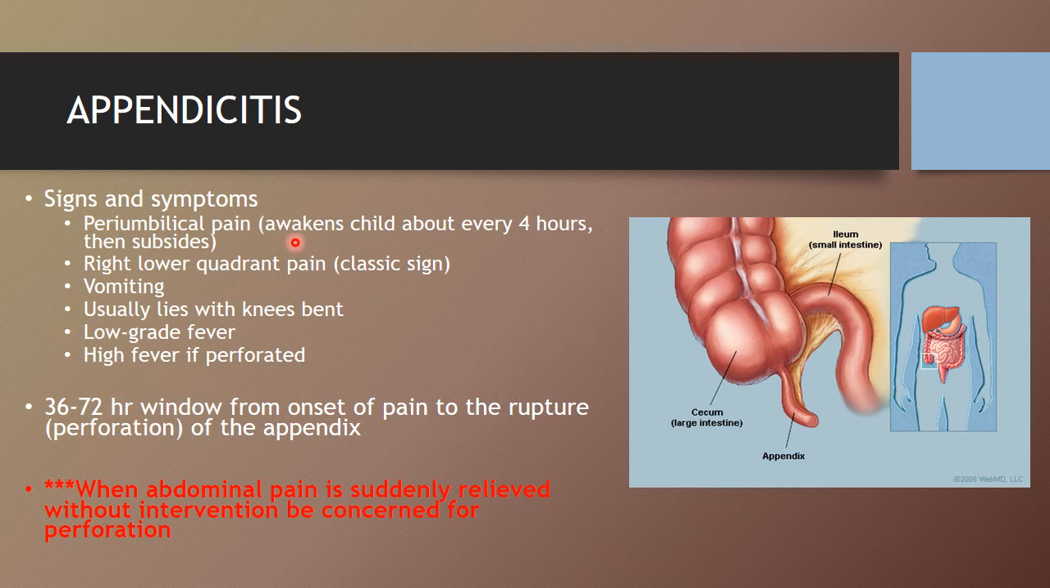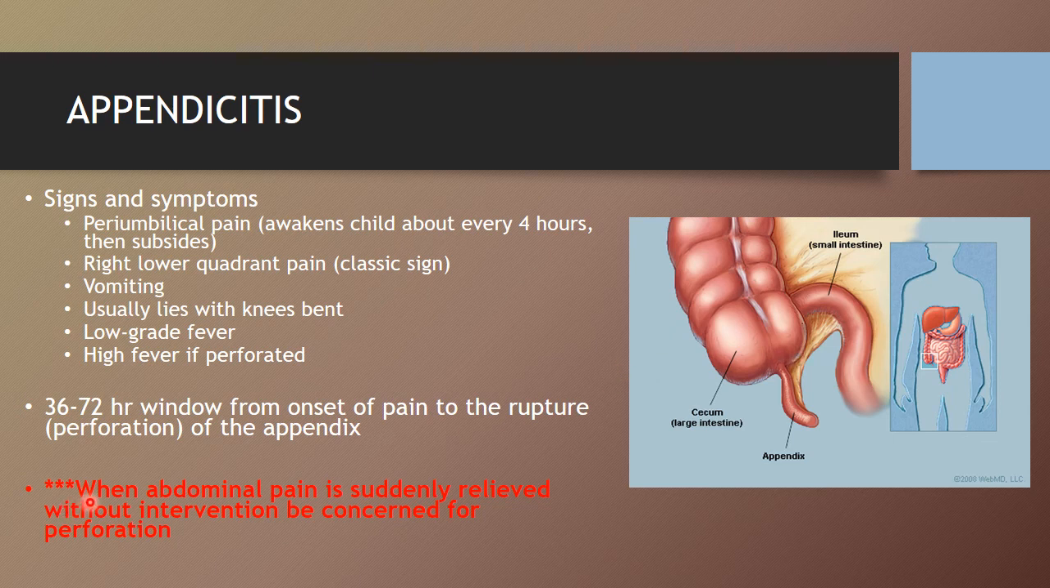They may have a low-grade fever. If they have a high-grade fever, that could be a problem because they could have perforated. So let's say this became necrotic and fell off. Guess what? Now you've got a big old hole here in your cecum. That's a perforation, and you don't want that because all that stuff in there is flowing out into the abdomen, and that's a big issue. You have a 36 to 72 hour window from the onset of the pain to the rupture, or if it ruptures, you have a perforation of the appendix. So 36 to 72 hours from the onset of pain, this needs to be treated and taken out.